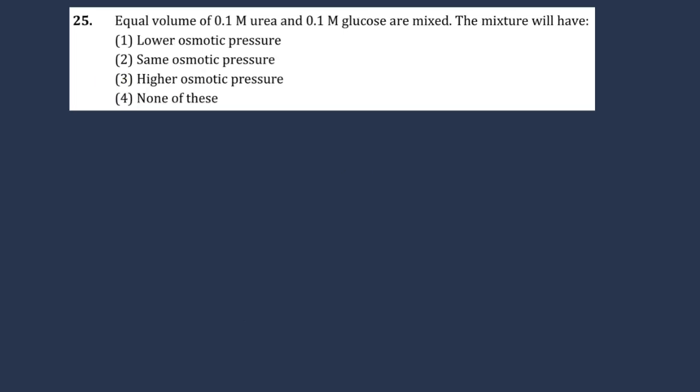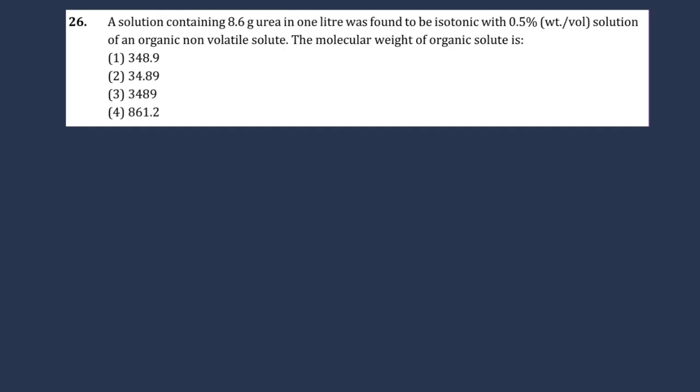Next, 25. What is the 25th question? Equal volume of 0.1 m urea, 0.1 m glucose are mixed. The mixture will have. So now we have 0.1 m urea, 0.1 m glucose. Then already now only we discussed they have the same osmotic pressure, that is called isotonic. So same osmotic pressure, that is pi. Therefore which option is there? Second option. Next one, 26th.